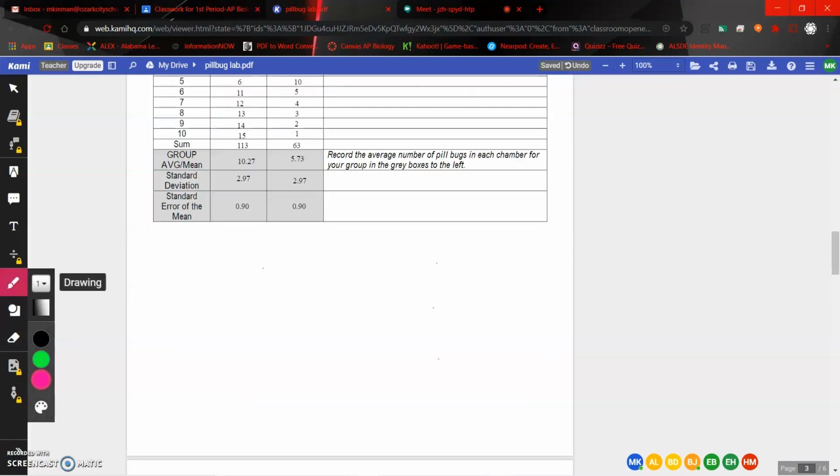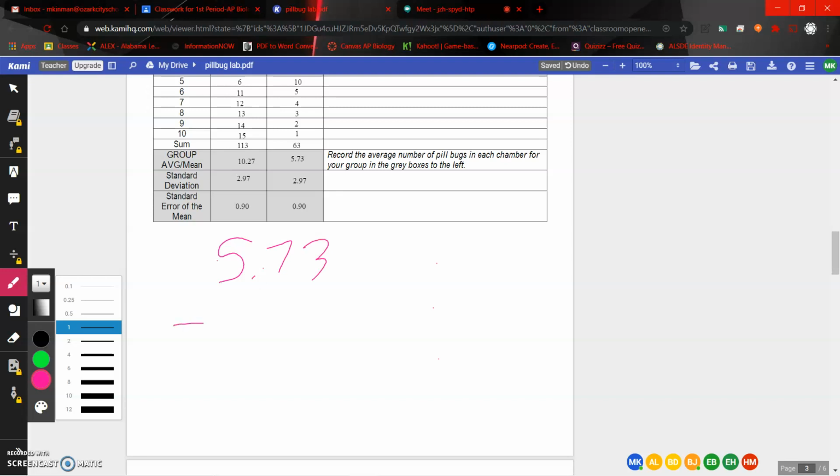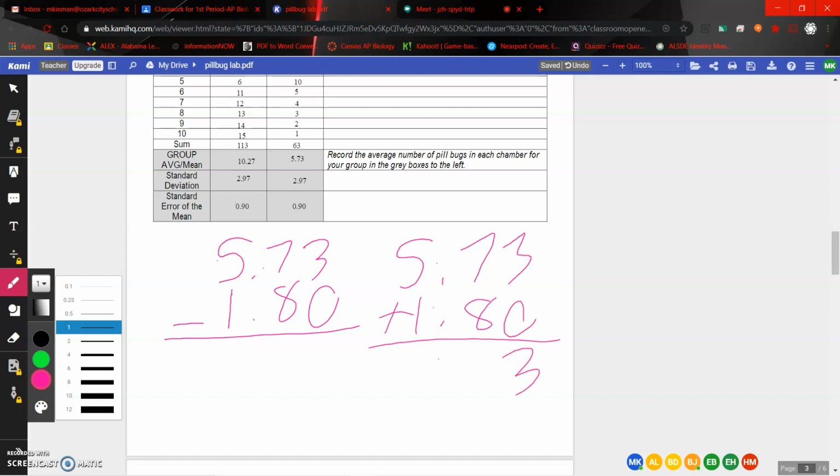So we're going to draw 5.73 minus, and our standard error of the mean for this set of data is also 0.9. That's not always going to be the case, but this time it is. So that's 1.80. And then we're going to do 5.73 plus 1.80, so we're going to go up to 7.53, and 3.93 for the lower bound. Let me check my math real quick.